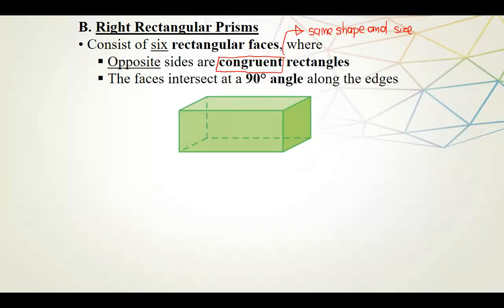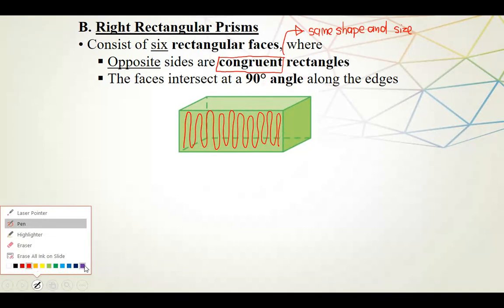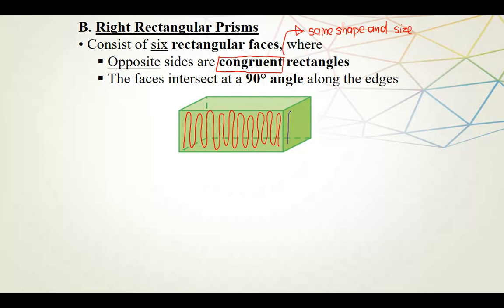And all of the faces intersect at a 90-degree angle. So let me show you a couple of faces and how they would actually intersect. So let's take the front face. We'll shade this one in. And let's take the right side face, which would be this one right here.